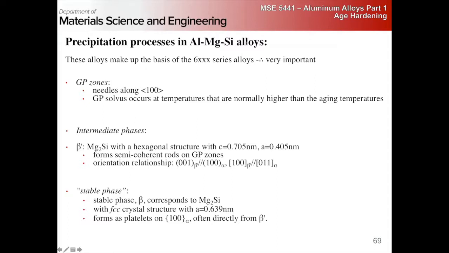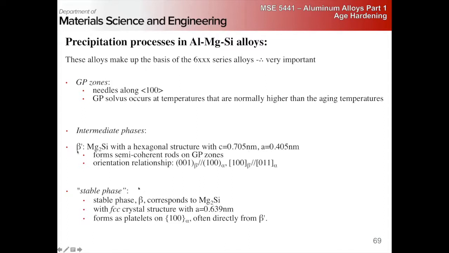Amazing what throwing a little silicon in there does. It changes the GP zones from perfectly spherical to needle-like. And the solvus occurs at temperatures above the aging temperature. So the addition of silicon raises the GP zone solvus temperature above the typical use temperature. That means we can get refined precipitates and have good strengthening in these types of alloys.